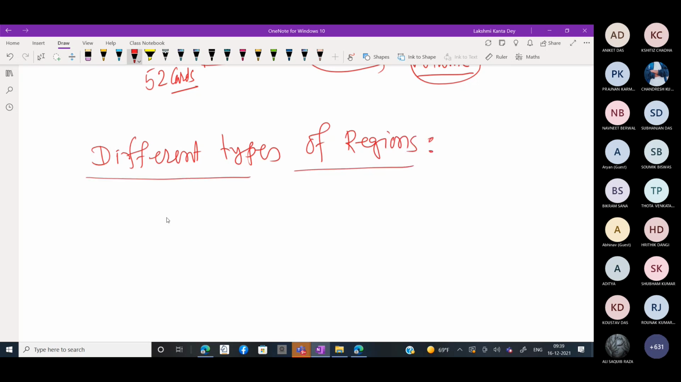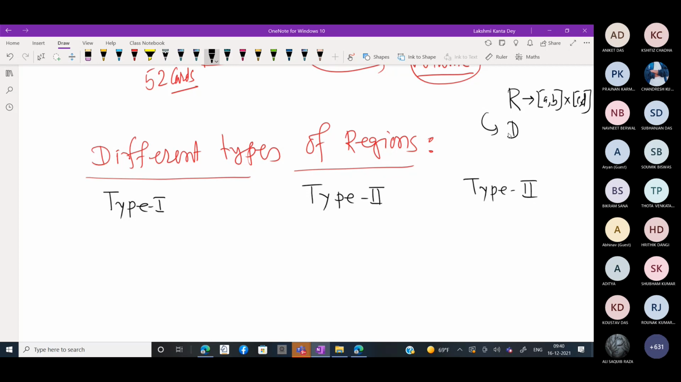So there are three. Initially, I like to introduce elementary region like type 1, then type 2, then type 3. So you see the development. I start with a rectangular region, that is AB cross CD, and then I just give an arbitrary region D.